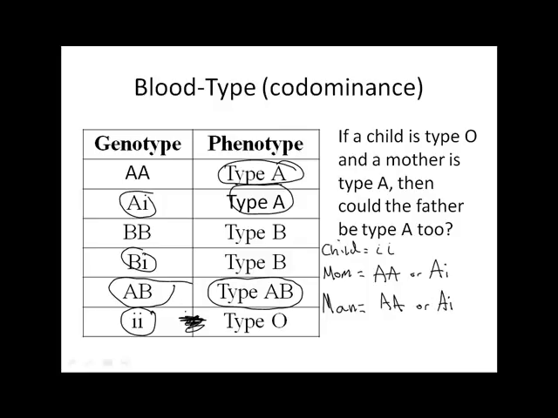Now we want to find out, is it possible for a man who is type A and a mother who is type A to produce a child who is type O? Let's check it out. We have different possibilities. One, mom could be AA and dad could be AA and they could cross. We also have mom being AA and dad being AI. And we also have a third option where both parents are AI. So we have our three different possibilities of crossings. So let's build them into Punnett squares.